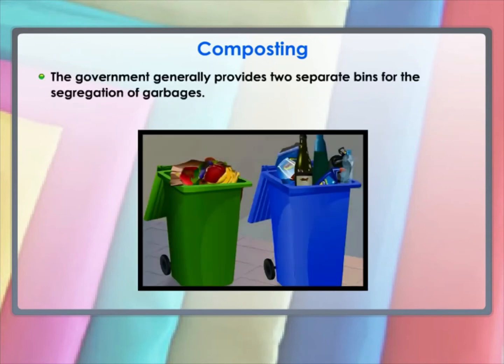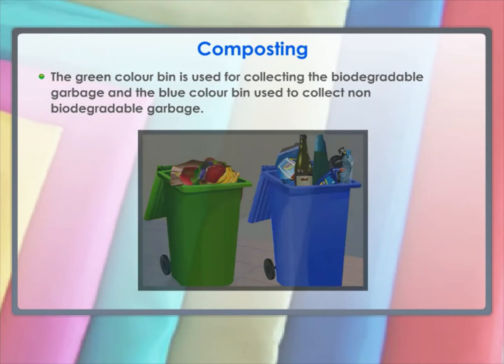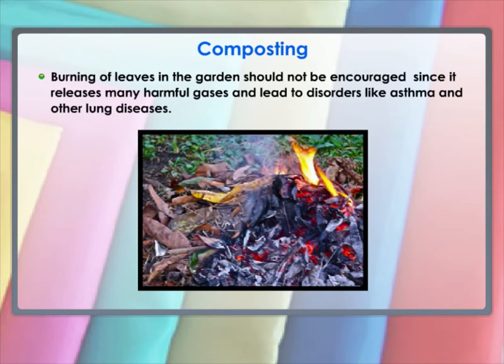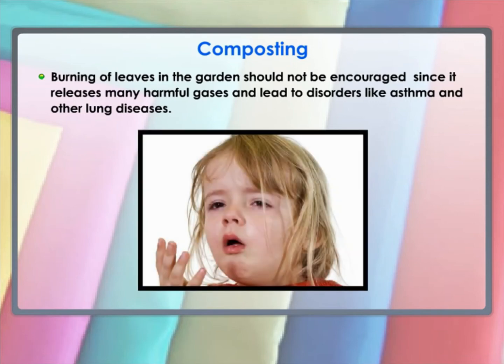The government generally provides 2 separate bins for the segregation of garbage. The green-colored bin is used for collecting biodegradable garbage, and the blue-colored bin is used to collect non-biodegradable garbage. Burning of leaves in the garden should not be encouraged, since it releases many harmful gases and leads to disorders like asthma and other lung diseases.